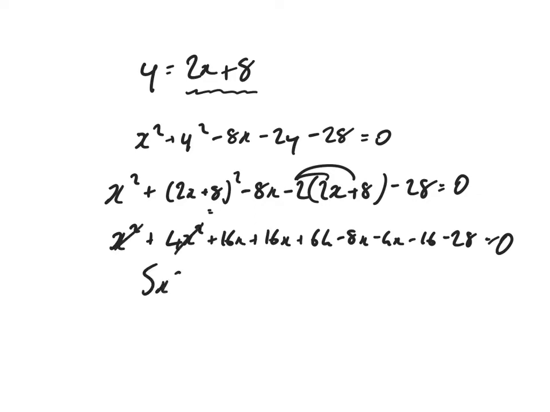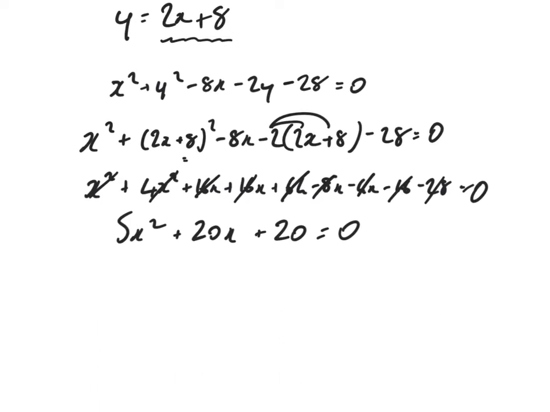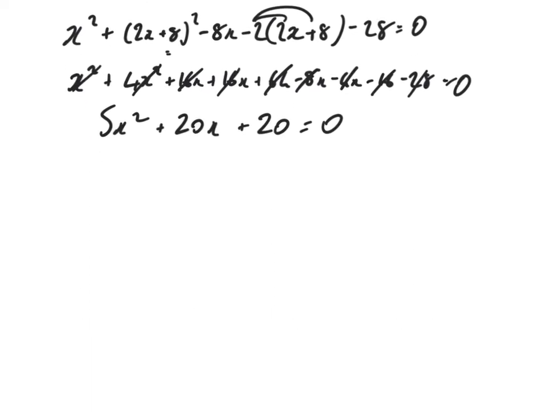I then get 5x squared, that's 32x, take 8x, it's 24x, take 4x, it's 20x, plus 64, take away 16, which is 48, take away 28 is 20. Now there's two methods for proving tangency. I can either calculate the discriminant to get a result of 0 or factorise to equal roots. So I'm going to factorise to get equal roots.